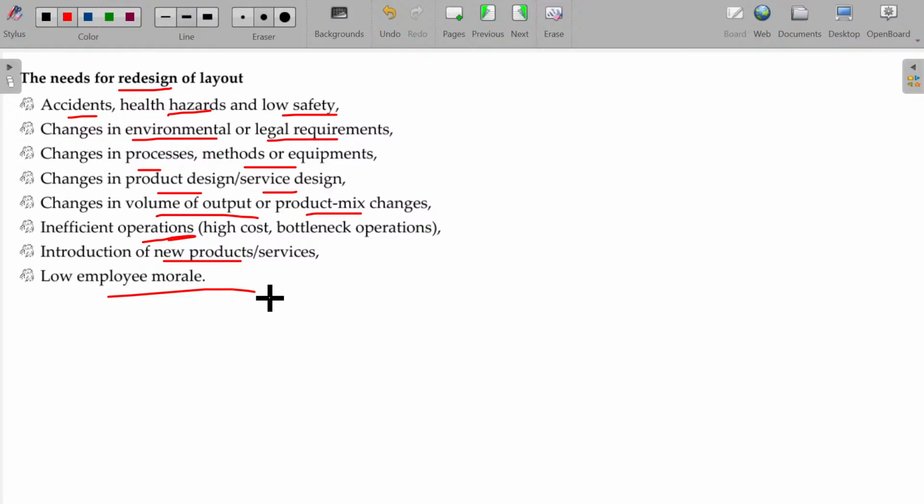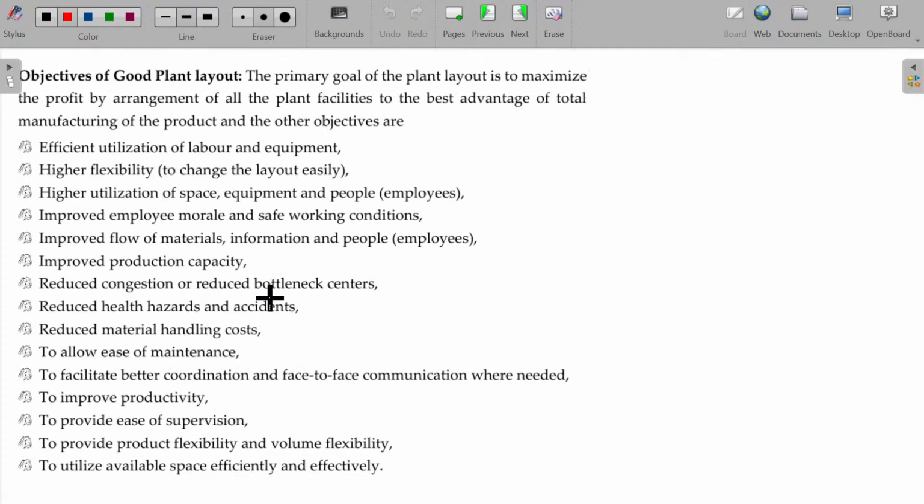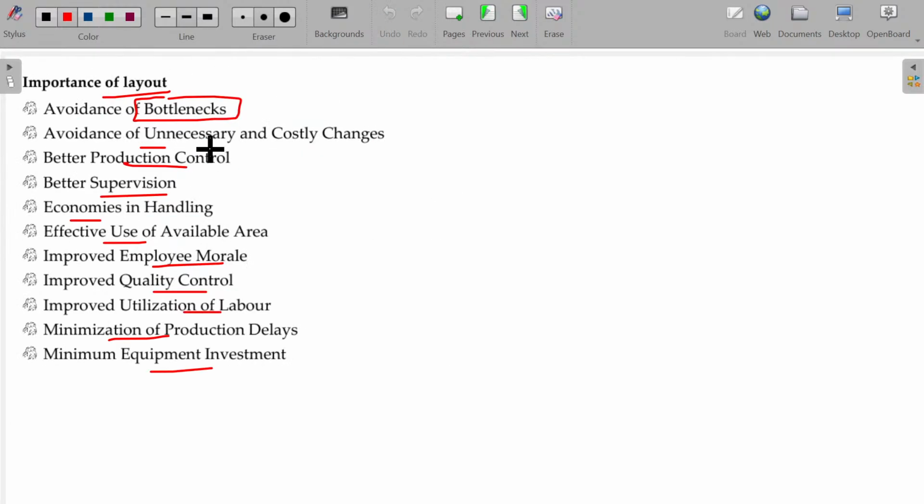In the calculations part, we are going to study redesigning also. Existing design and what could be your overall cost, and if you are redesigning, then what could be the cost? Can I reduce the cost? All these things are going to be studied here. Now, what are the objectives of good plant layout? So I have given all the lists here.